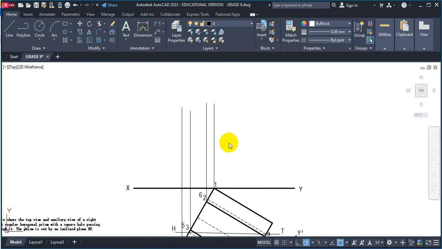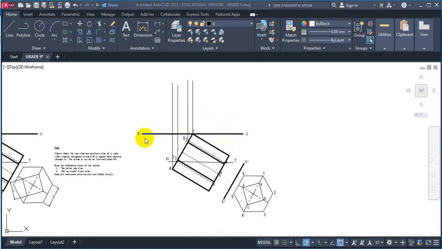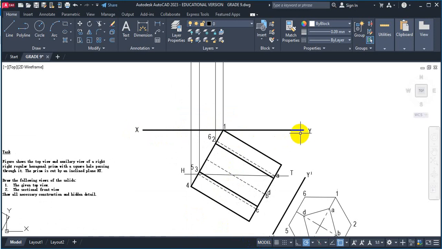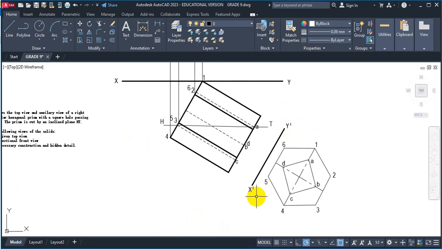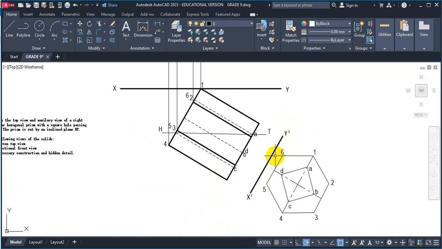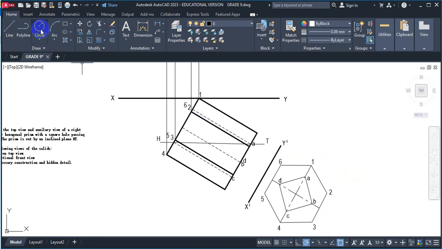And I'm dealing with the base on this side only. So please take note of the following. We have an XY ground line and we have an X1, Y1 ground line. This is drawn at any distance from your auxiliary view. That's up to you. This can also be drawn on this side as well. So what I will do then, I'll be taking a distance from each point, like number 1 to the X1, Y1 line.